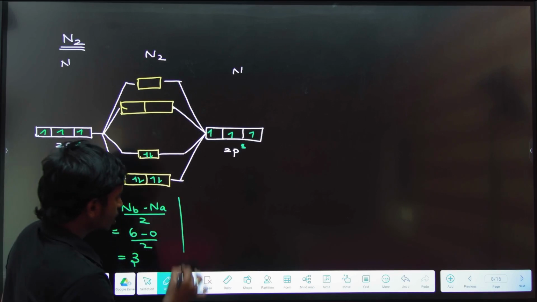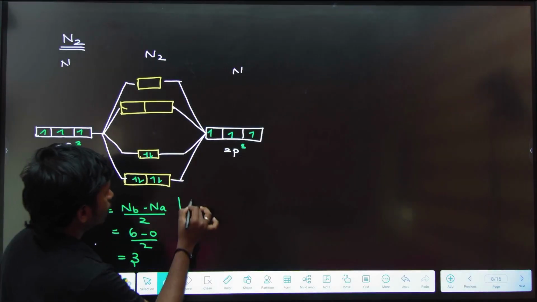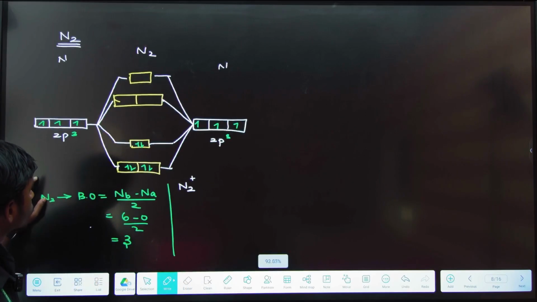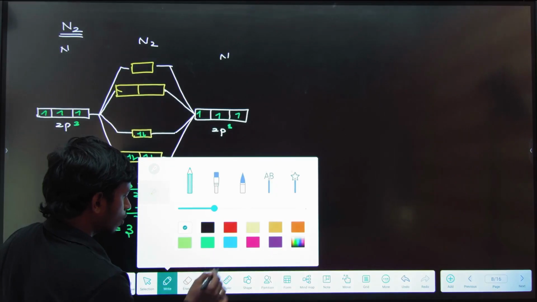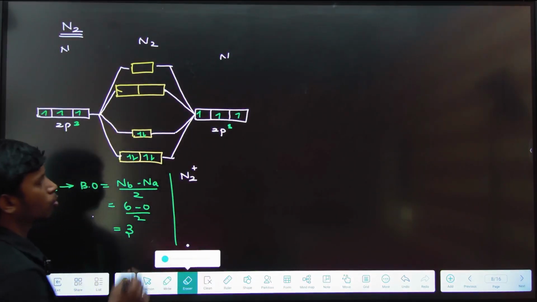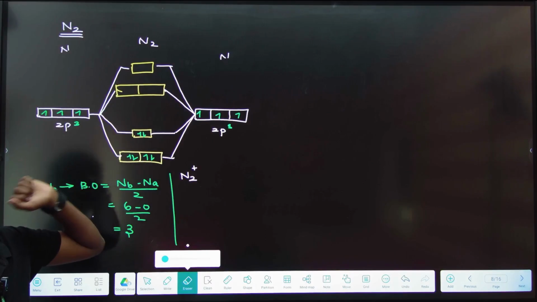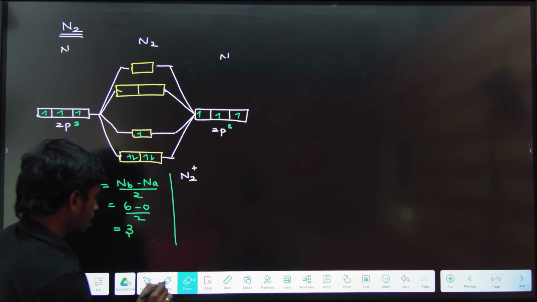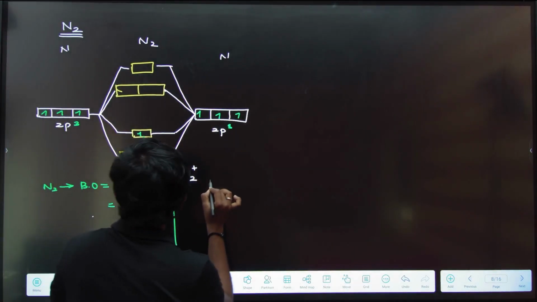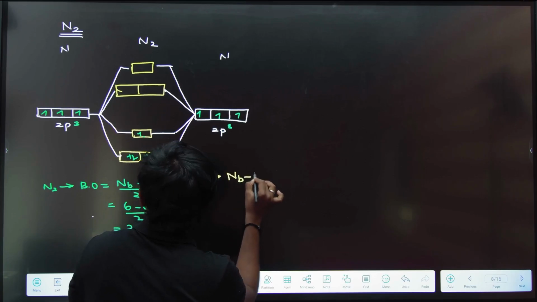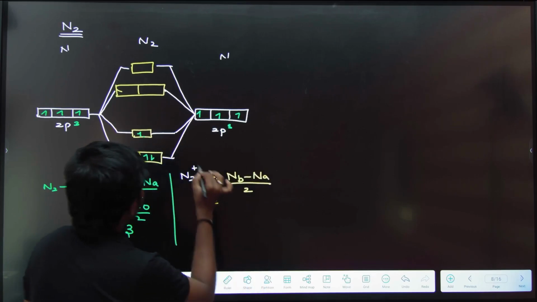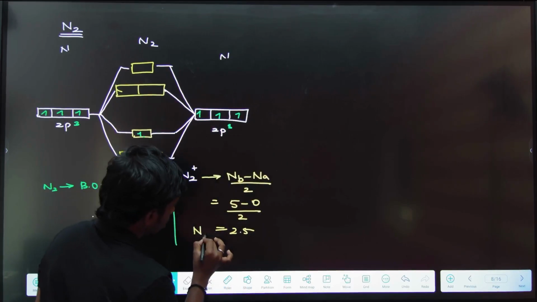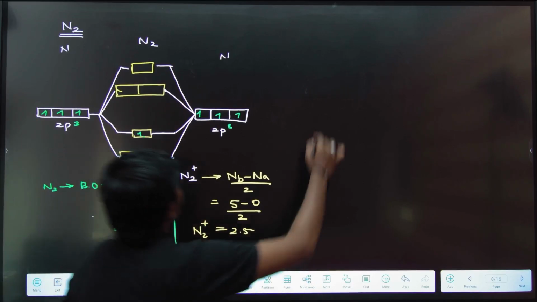Now what are they asking? If it is N2 plus, what will happen? One electron will be removed. We will remove just one electron. Here we take the uppermost, highest energy electron. So the highest energy electron is here, and I am removing one electron from here. Okay? Now I am calculating the bond order, Nb minus Na divided by 2. How many electrons are in bonding here? Only 5. 5 minus 0 by 2, which means 2.5. The bond order of N2 plus is 2.5.